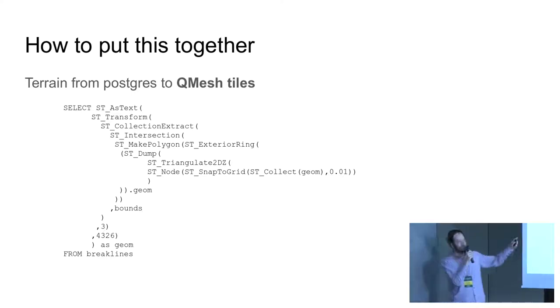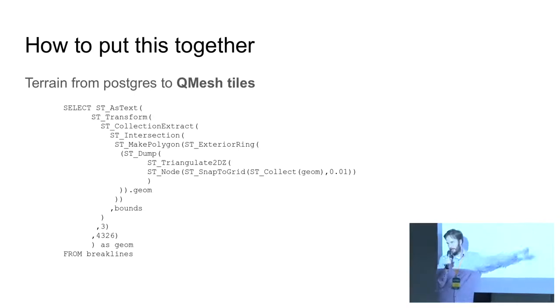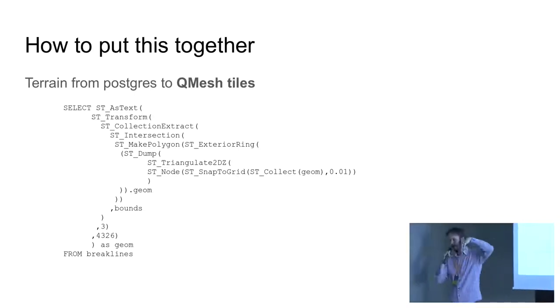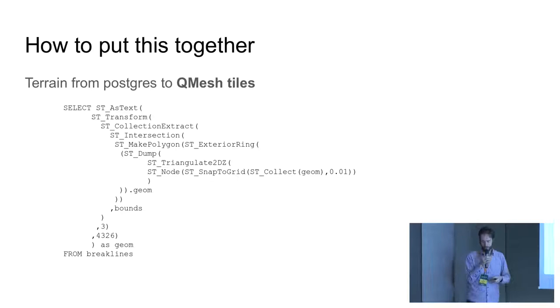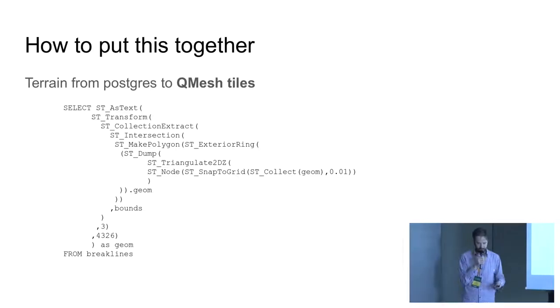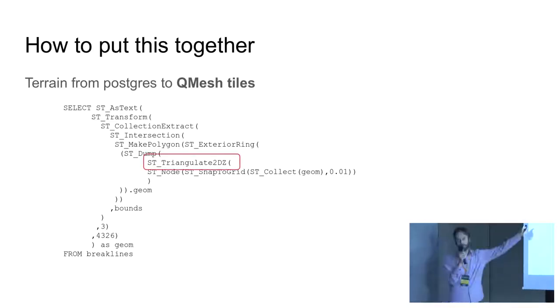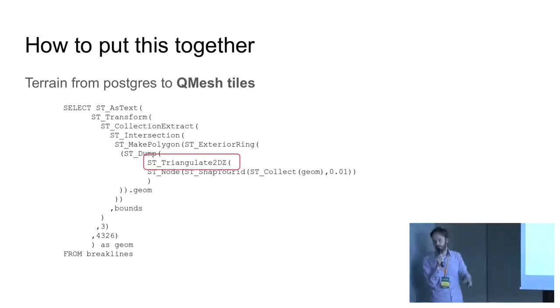This is your triangles. As I said, you do a triangulation in your database, and those break lines get triangulated in a nice mesh which forms your landscape. And you export that into quantized mesh tiles. Works very well with Cesium. I don't expect you to memorize any of this, by the way, only the triangulation.